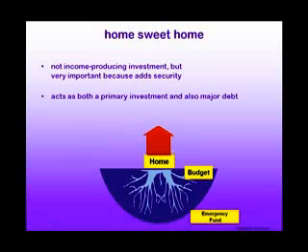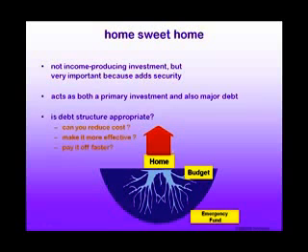Now, your house is usually the largest investment and the creator of the biggest debt, and it's the worst type of debt. It's non-tax deductible, and that makes it expensive. Because it's expensive, it impacts on your surplus.